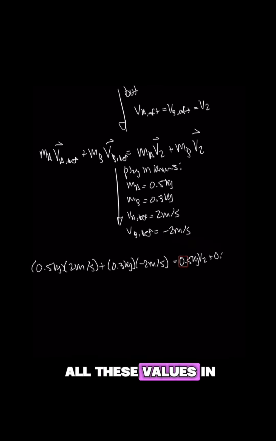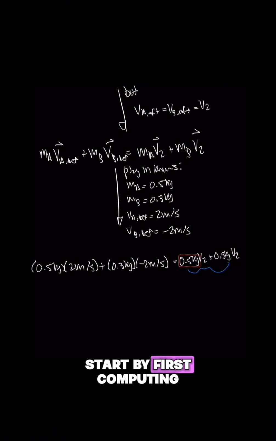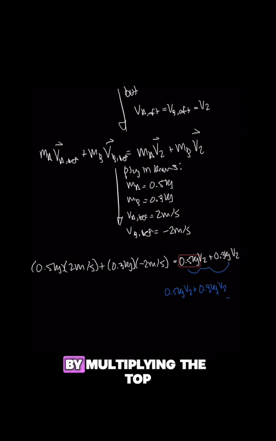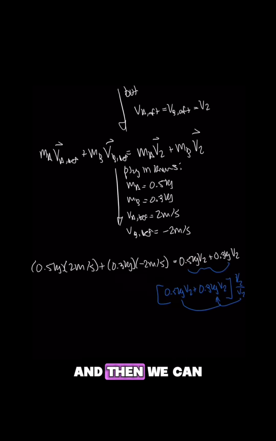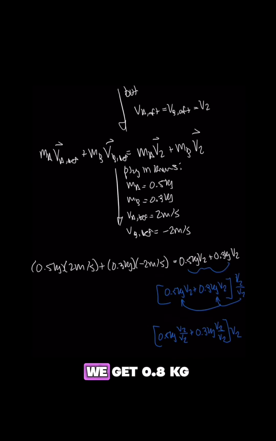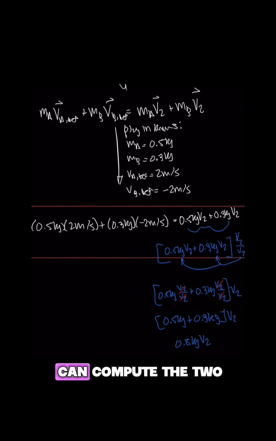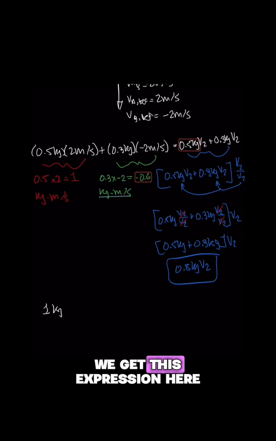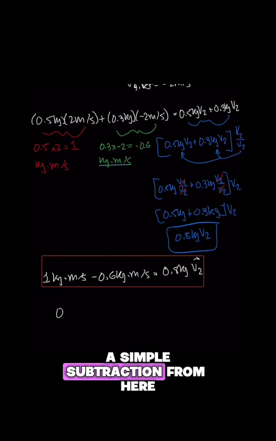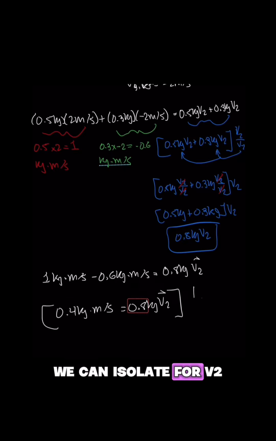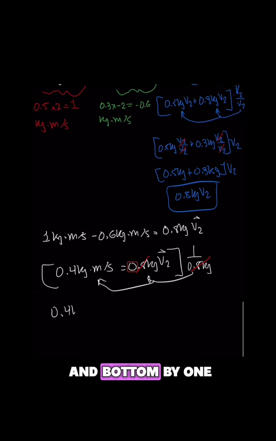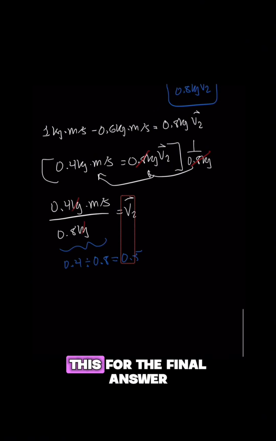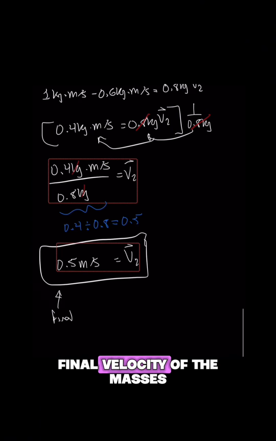So we can plug all these values in, and then we can start by first computing the term on the right. We can start by isolating for V2 by multiplying the top and bottom by V2. And then we can just simply add the masses together. We get 0.8 kilograms V2. Then we can compute the two terms on the left by computing the amplitudes and the units. And if we do that, we get this expression here. Then we can do a simple subtraction. From here, we can isolate for V2 by multiplying the top and bottom by 1 over 0.8 kilograms. We do a simple division and we get this for the final answer. So this is the final velocity of the masses.